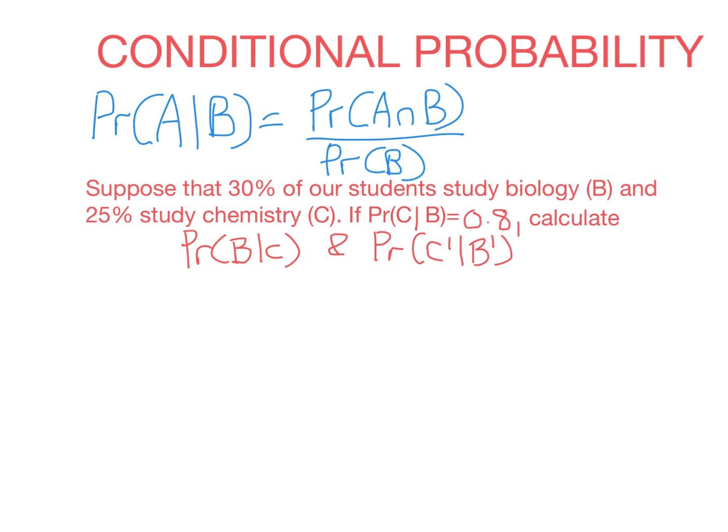So let's look at an example here. Suppose that 30% of our students study biology, 25% study chemistry. We're told the probability of C given B is 0.8, and we're going to calculate these.